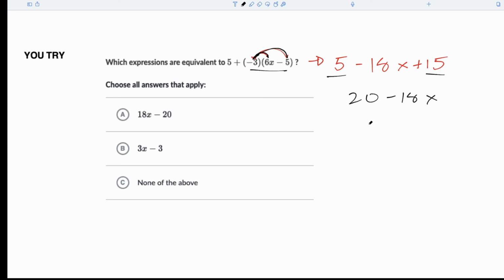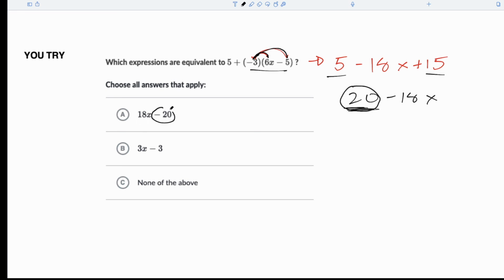Nice. A lot more people actually got this correct than I thought. Why is this C, Shyla? Did you say none of the above? You said it was C. Okay, why is it C? Does 20 minus 18x match 18x minus 20? It's really close, but I'm looking at the signs, and the 20 for my checkpoint is positive.